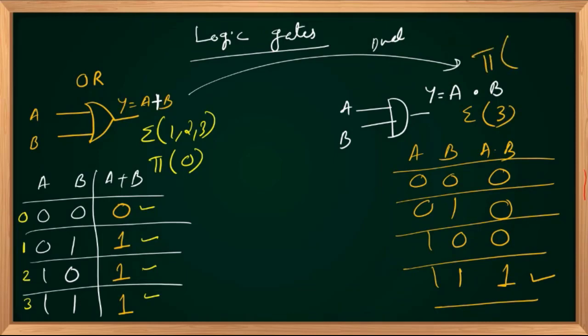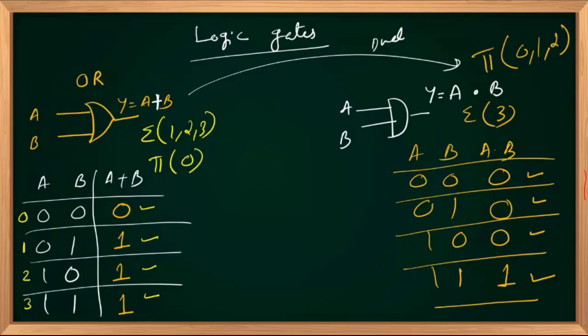The last entry, 3. Okay, what are the max terms? More zeros, right? 0, 1 and 2, correct? Very good. 1, 2, 3 is wrong, right? The min term is 3 and the max terms are 0, 1 and 2. Right? Okay. Is that clear?